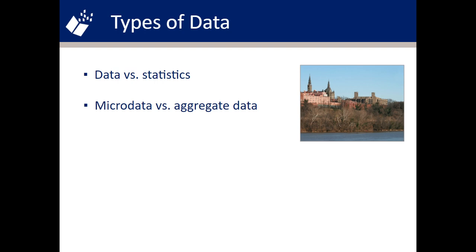Microdata versus aggregate data. Microdata often refers to data about individual people. It has not undergone any kind of analysis or summarization. An example of microdata might be individual survey responses. Aggregate data, on the other hand, is data that is the product of some kind of statistical method, which again could be as simple as averaging or adding. The total number of people who own small businesses in the state of Maryland is an example of aggregate data.